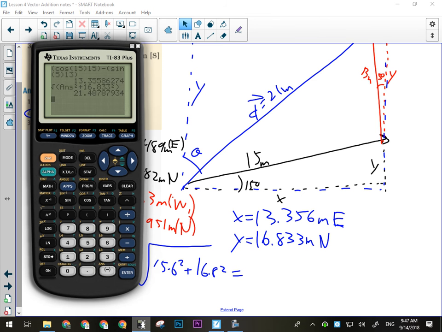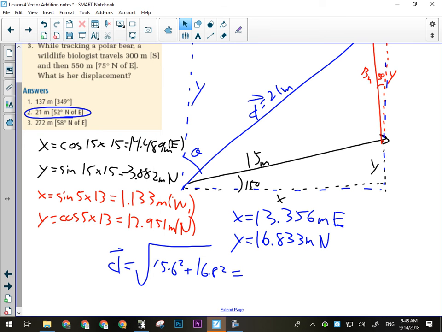If we're putting that in, we'll have the inverse tan of x over y, so 13.356 over 16.833. All right, so 38 degrees, that's the complementary angle to 52. They add up to 90. So I'm getting 38 degrees east of north.